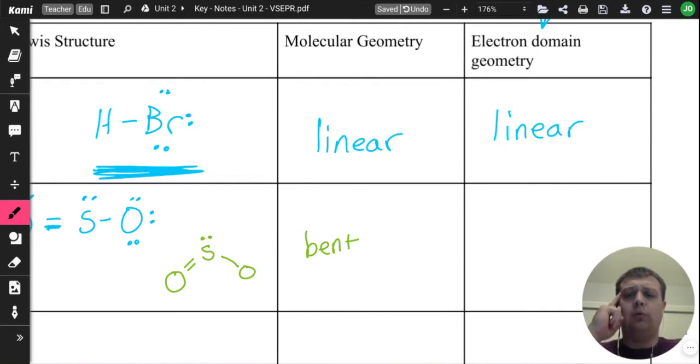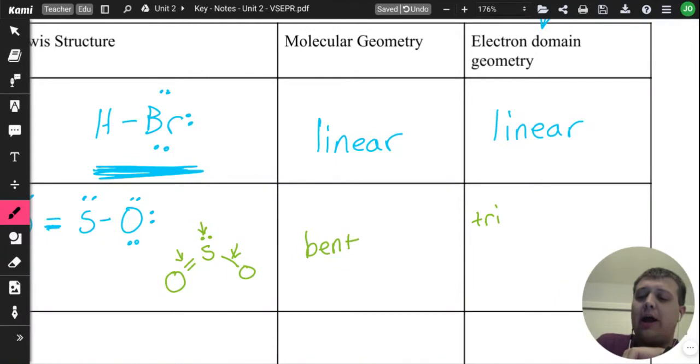Okay, so thinking about this, remember electron domain geometry is talking about how many things are attached to my central atom. So I have 1, 2, because I've got a lone pair there, and then I do have a double bond. Now remember, it is a double bond, so there's only one bond that's actually there. Okay, so I have 3 things attached to this. Now, since it's got 3 things attached, this would be called trigonal planar.